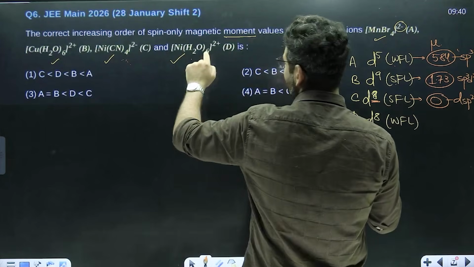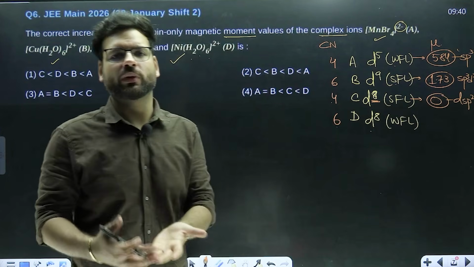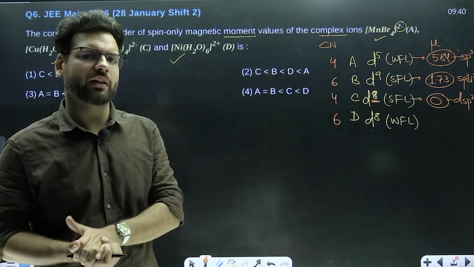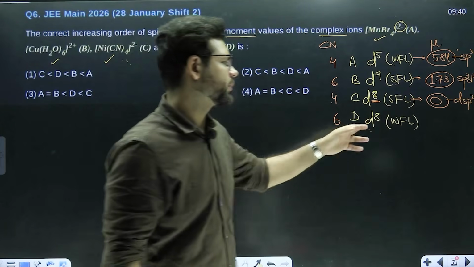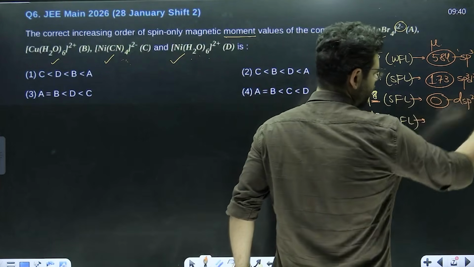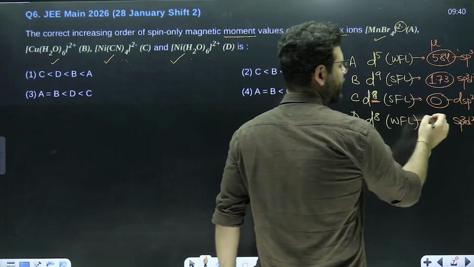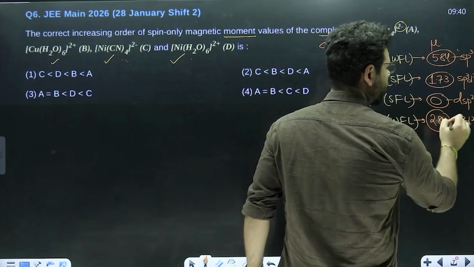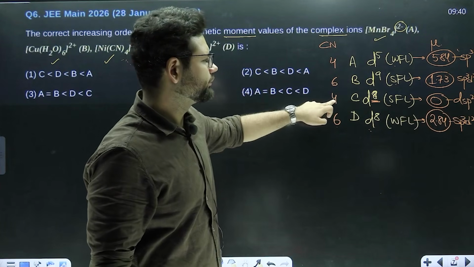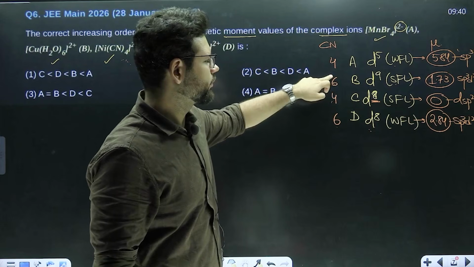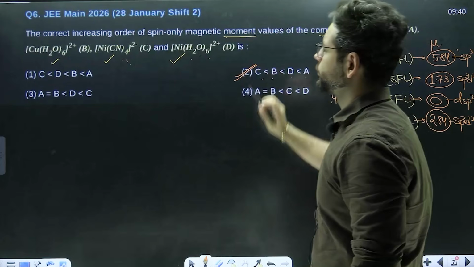And next is d8 but 6 coordination number. So in the 6 coordination, d2sp3 is not possible because you cannot make 2 rooms vacant in the (n-1)d with the d8 configuration. Up to d6 you could do that, but now you cannot do that. So it will go for an outer orbital complex sp3d2, and the 2 unpaired electrons will remain as they are, 2.84 Bohr magneton. So it comes C, B, D, A, which is option 2.